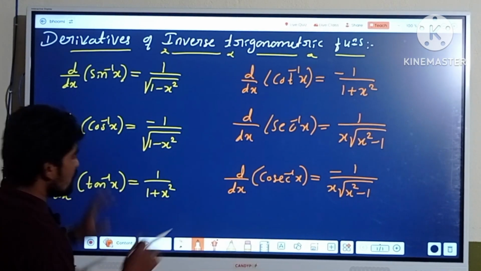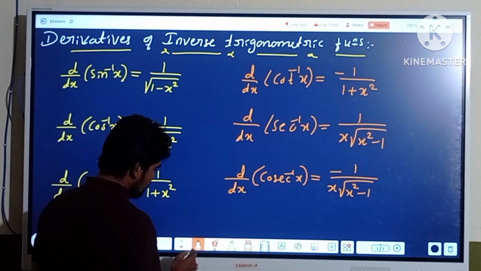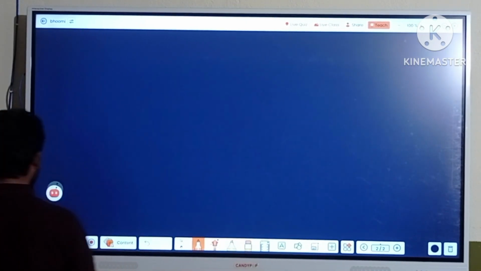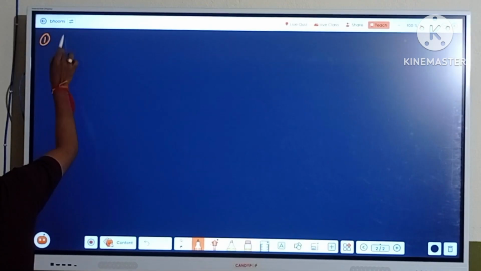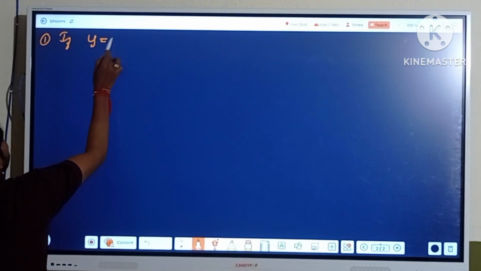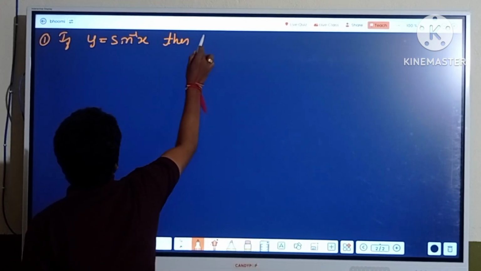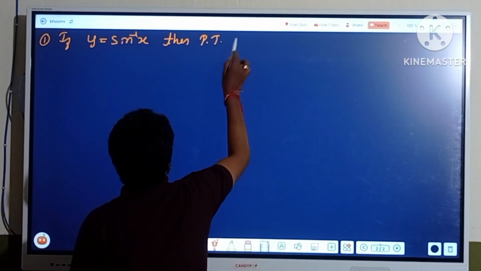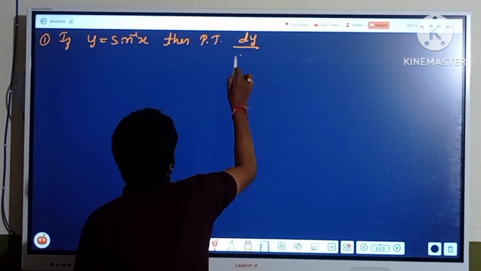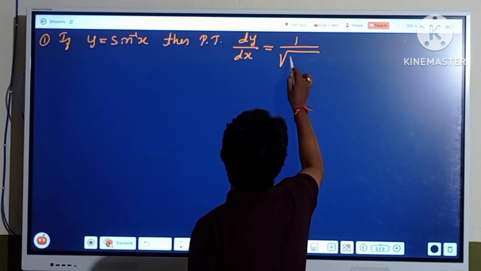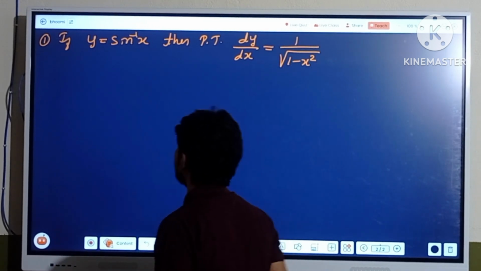So now let's start the proof of these derivatives of inverse trigonometric functions. And in that, the first one is, if y is equal to sine inverse x, then prove that dy by dx is equal to 1 divided by square root of 1 minus x square.